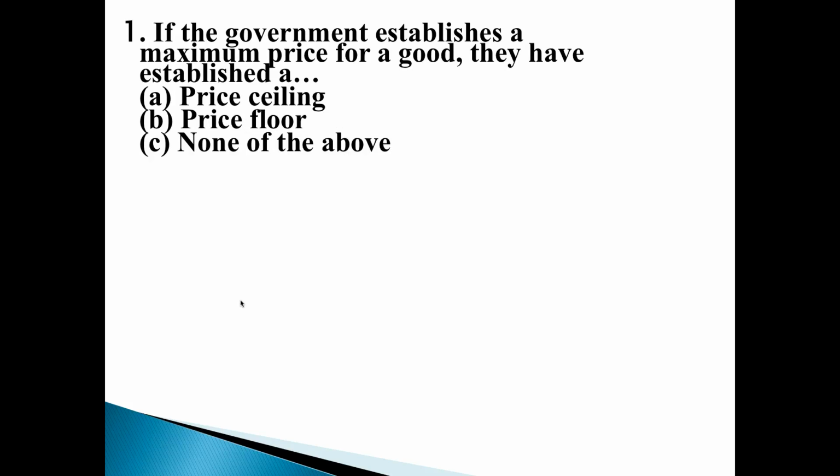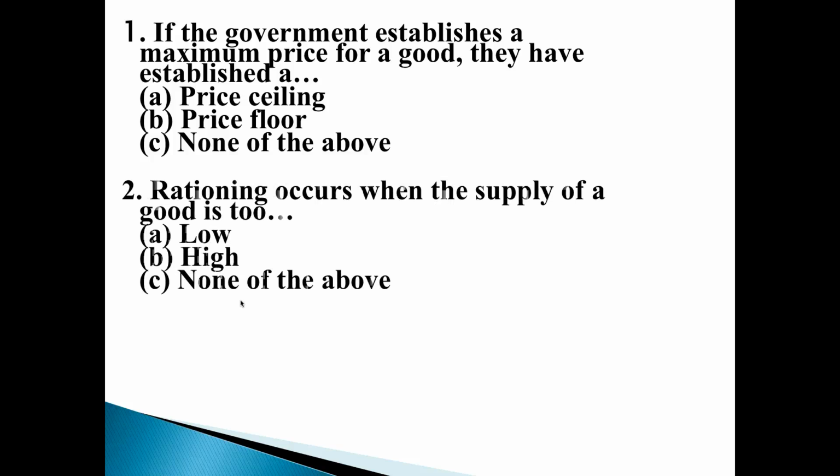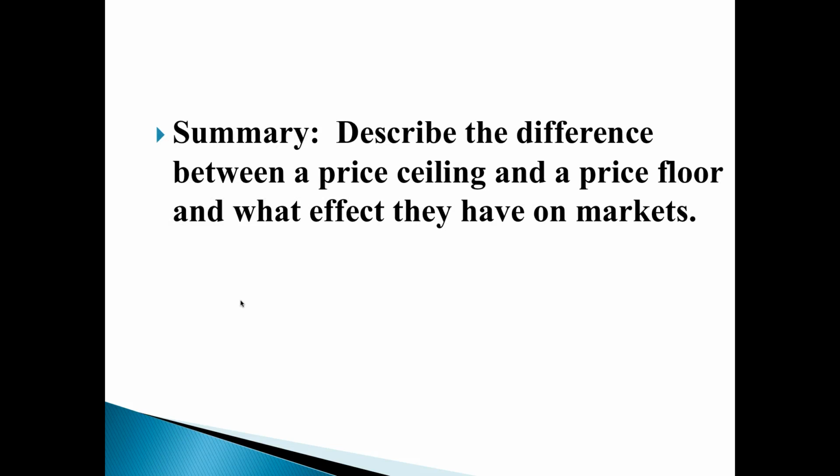All right, so let's do number one here. If the government establishes a maximum price for a good, they've established a what? A maximum price for a good. What is that? And number two, rationing occurs when the supply of a good is too low, high, or none of the above. You can pause this if you like to answer that. Otherwise, let's move on and do the summary.